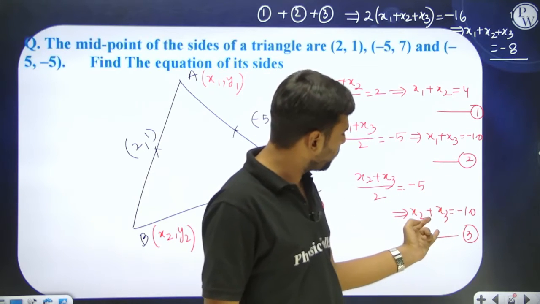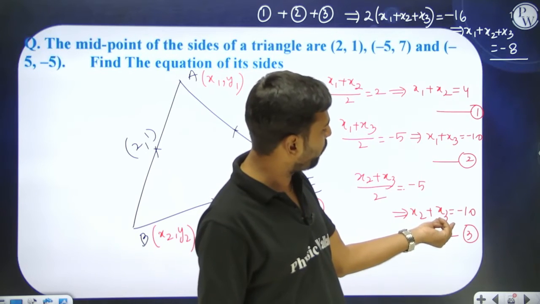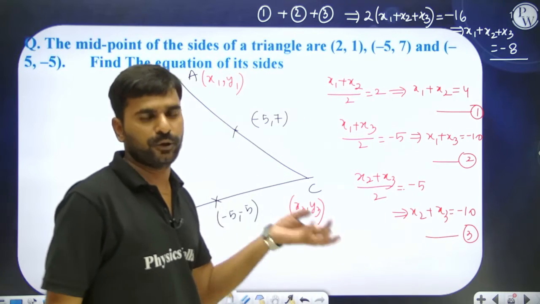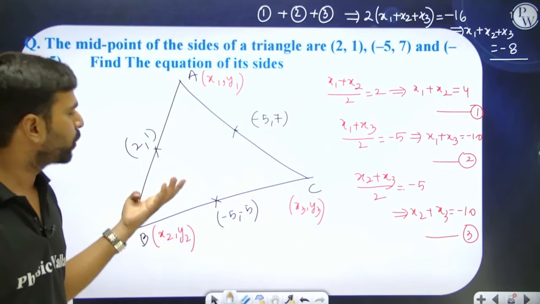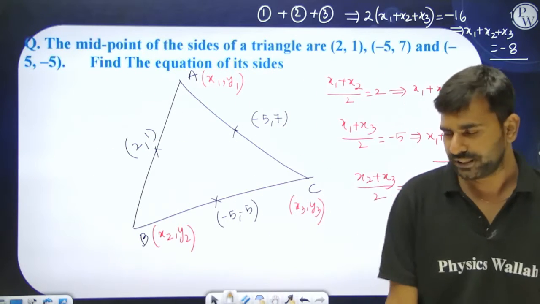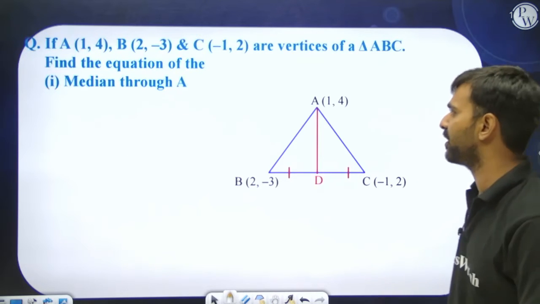If you put the value of x3 over here as minus 12, you will get the value of x2 as 2 only, and accordingly you got x1, x2, x3. Similarly, you will do for y1, y2, y3 as well, and you will get the values of y1, y2, y3 as well. I hope you guys are clear with this. Remaining part of the problem I am leaving for you guys as part of homework.